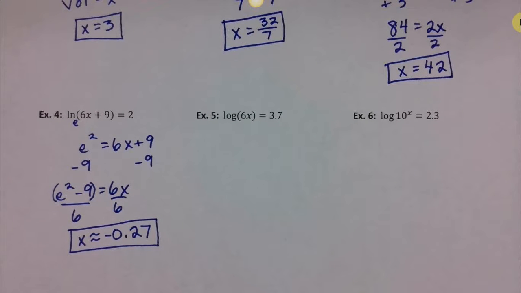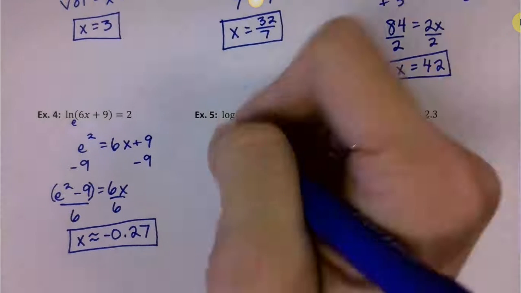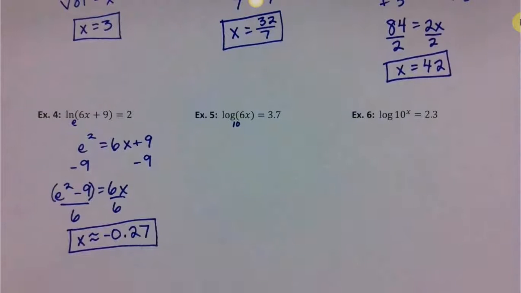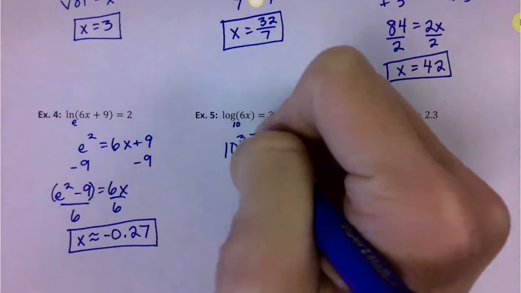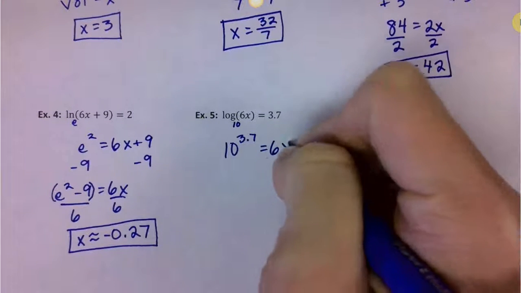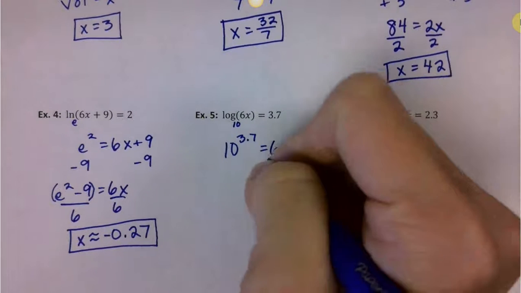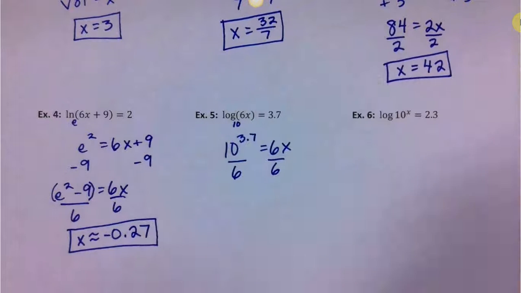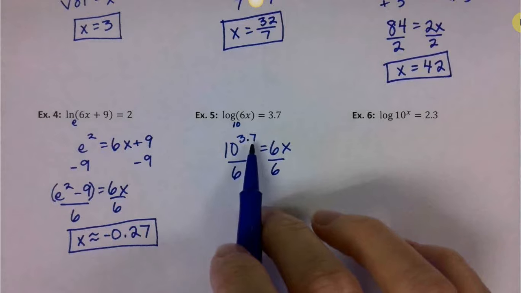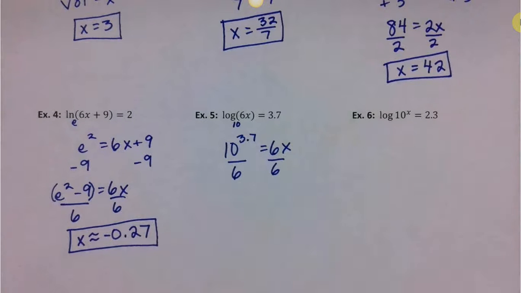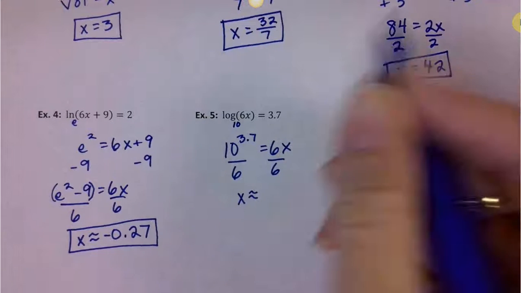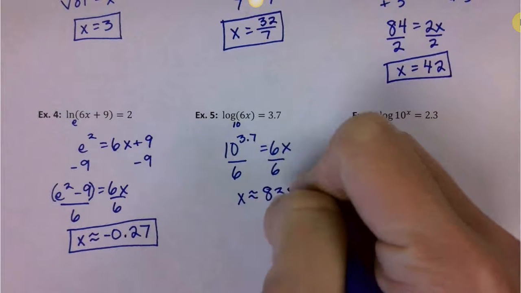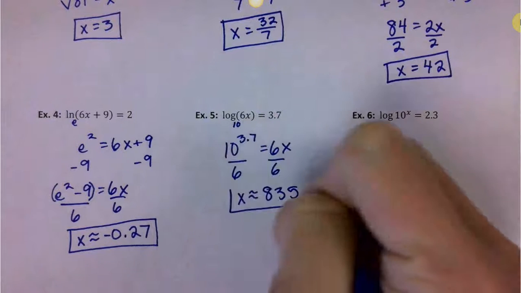Log of 6x equals 3.7. No number there. This one's understood to be base 10. So as an exponential equation, this is going to be 10 to the 3.7 is equal to 6x. And then dividing both sides by 6, we get 10 to the 3.7 divided by 6. And again, because we've got this decimal number as an exponent, we just want to plug into our calculator to get a decimal answer. So for this one, you should get approximately 835.31.